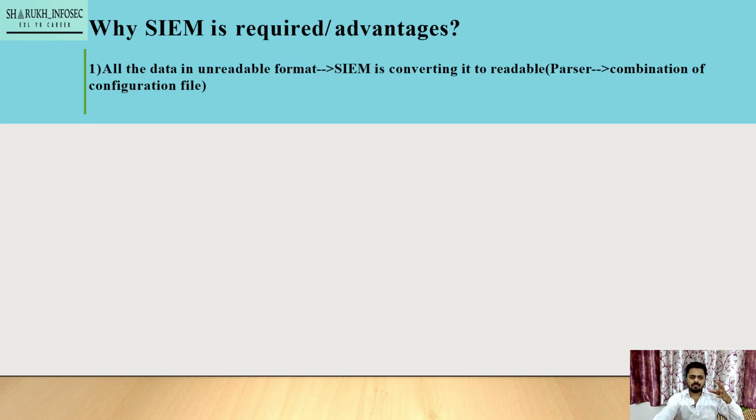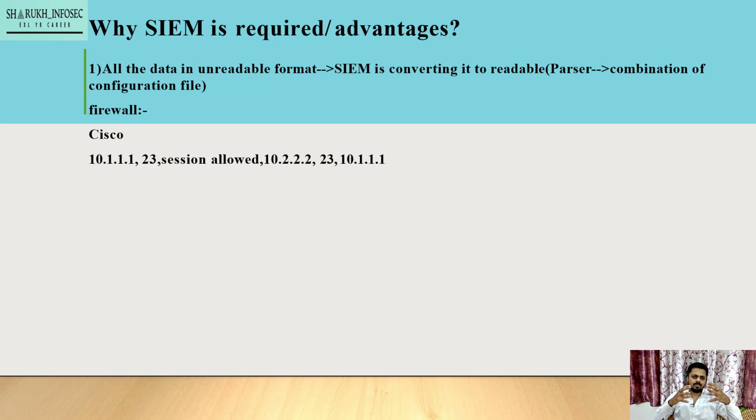So first thing is what is happening, all the data is in unreadable form. All these devices are generating the data, and all of this data is in unreadable form. SIEM is converting this data into a human readable form. How is it converting? There is a parser. The global term is the parser, whether it's Oxide, Splunk, QRadar, SecureNix, Azure Sentinel. Parser is the key term which is converting the data into a human readable form, and it is nothing, it's just a combination of some configuration files.